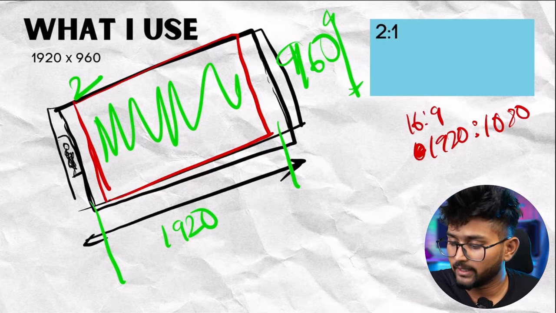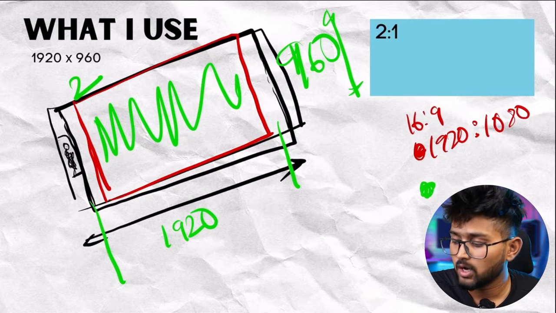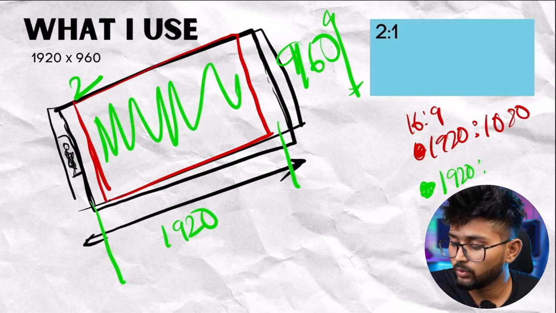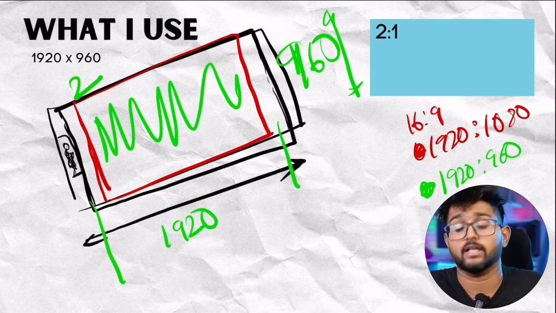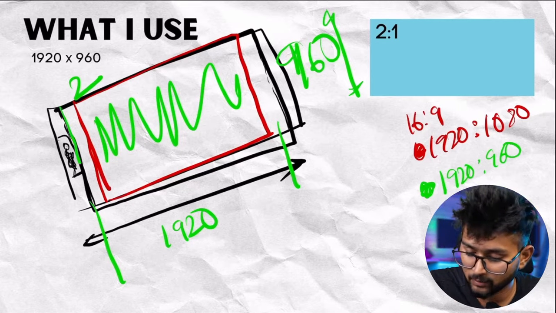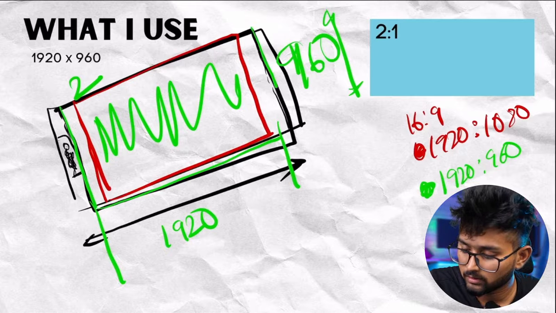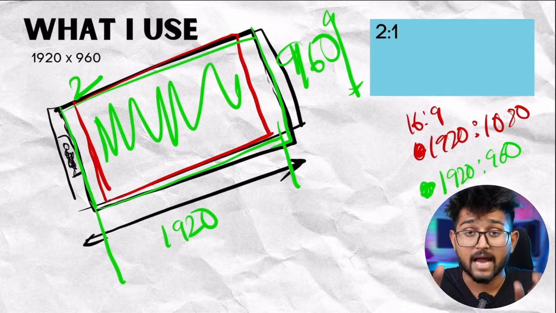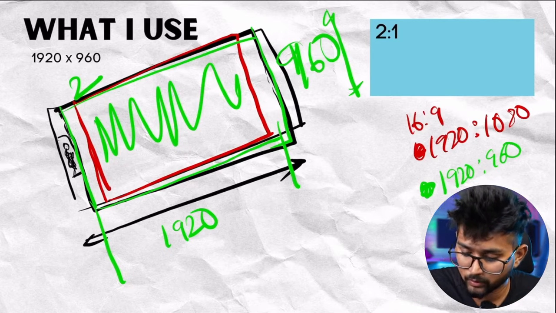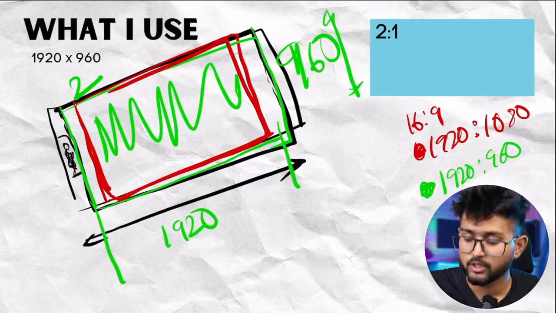That is the red one. But the green one is 1920:960, right? Which is a bit wider, right? So this green one is this, and the red one is the inside box, which we have here, right? So you got it. This is what I prefer, right?